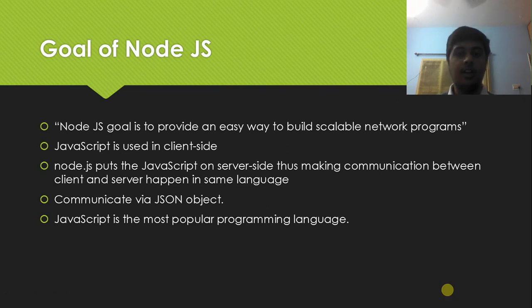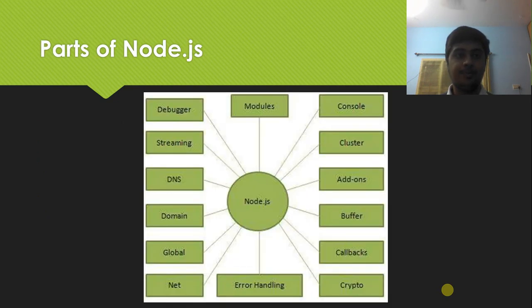Node.js's goal is to provide an easy way to build scalable network programs. JavaScript is used on the client side. Node.js puts JavaScript on the server side, thus making communication between client and server happen in the same language. And it communicates via JSON objects. JavaScript is the most popular programming language, which makes Node.js even easier to use. These are some of the parts of Node.js. It may include modules, debuggers, streaming, DNS, domain, global, net, error handling, crypto, callbacks, buffer, add-ons, clusters, etc. This all comes under the tree of Node.js.